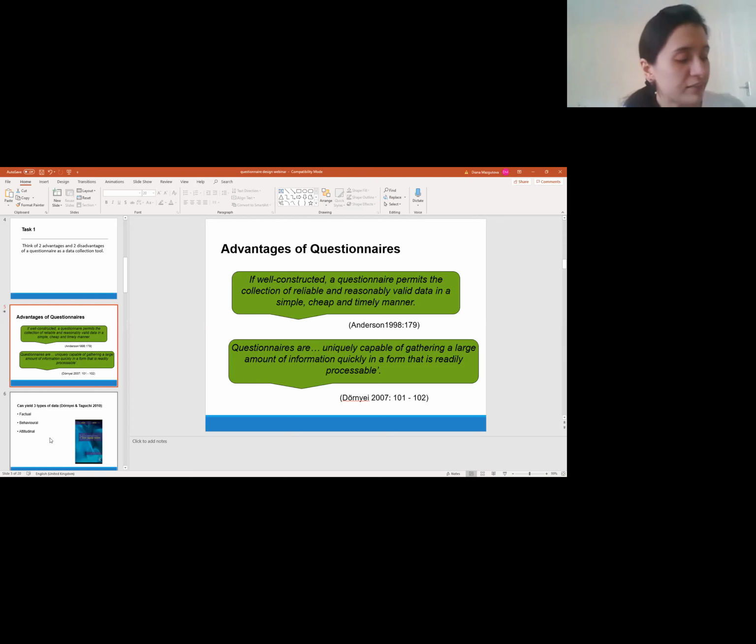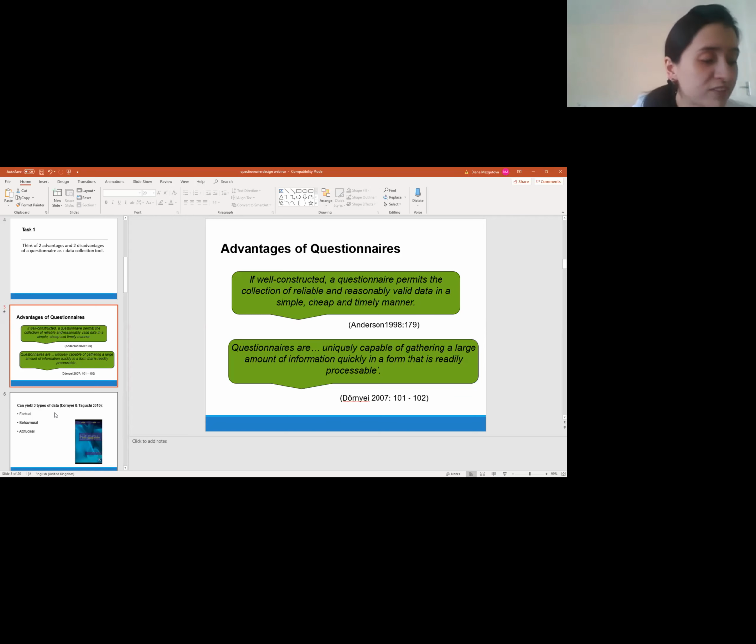The other thing is that one of the obvious advantages of questionnaire is that the researcher doesn't need to be present when you are collecting data. And as I said before, you can send it out online, or you can do it by phone, by post. You can send large amounts of questionnaires, so not necessarily face-to-face. These are some of the advantages. And of course, it's a relatively reliable and reasonably valid type of data that can be collected with the help of questionnaire.